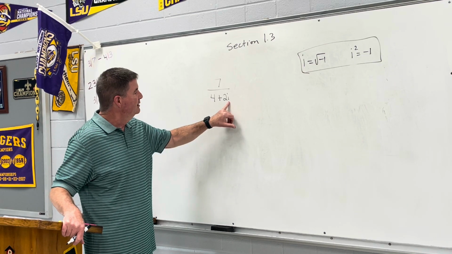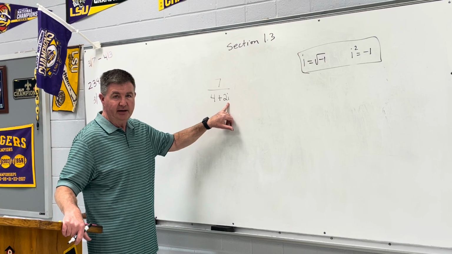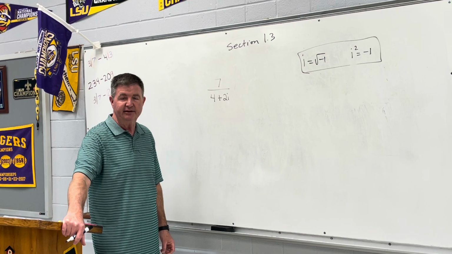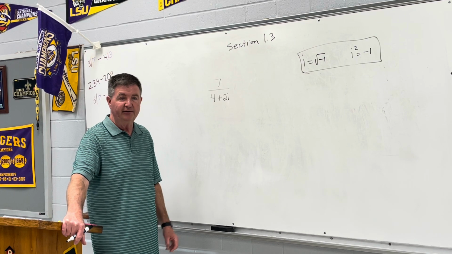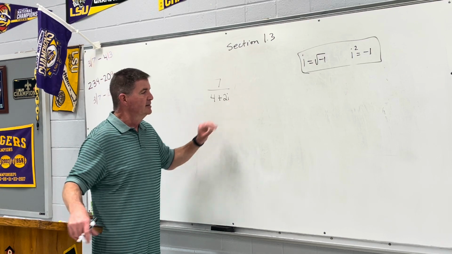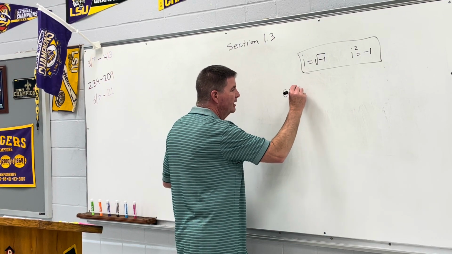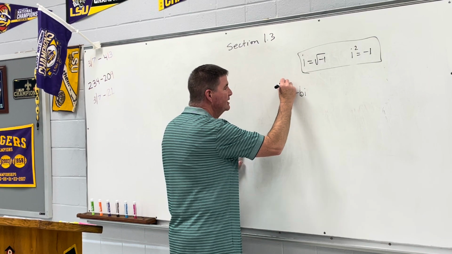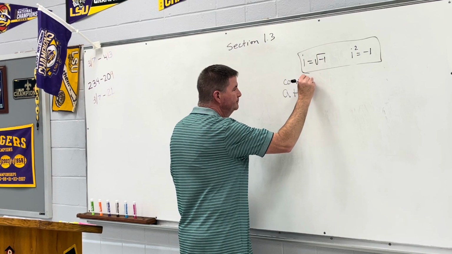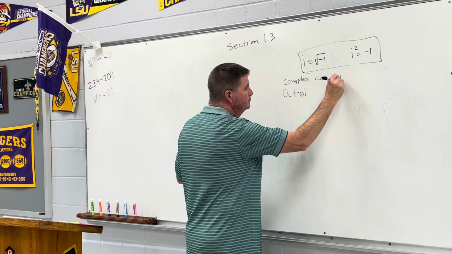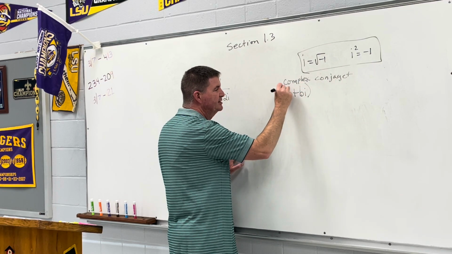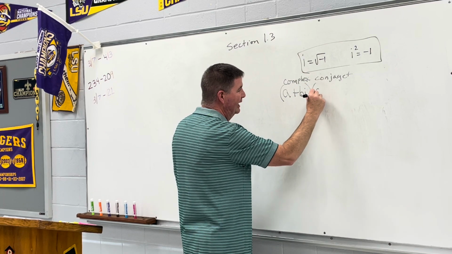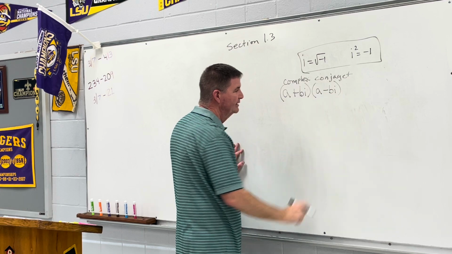So in order to get rid of the imaginary number in the denominator, we're going to multiply by something called a complex conjugate. A complex conjugate undoes the i. So if I have a plus bi, which in this case would represent a and b, the complex conjugate would be to multiply by the same thing, but with a different sign. Multiply by a minus bi.